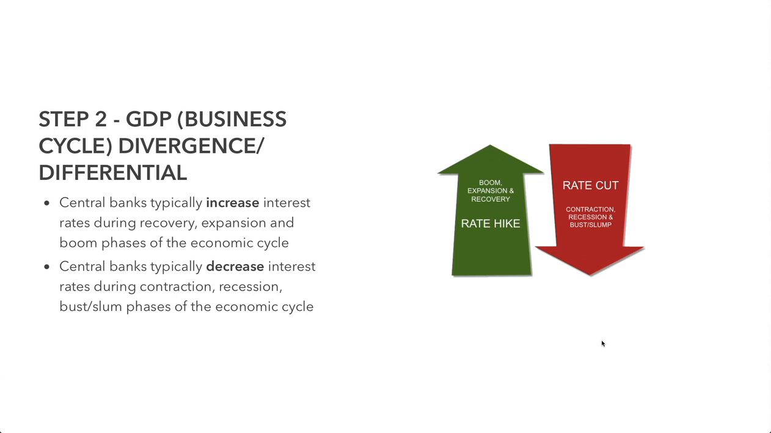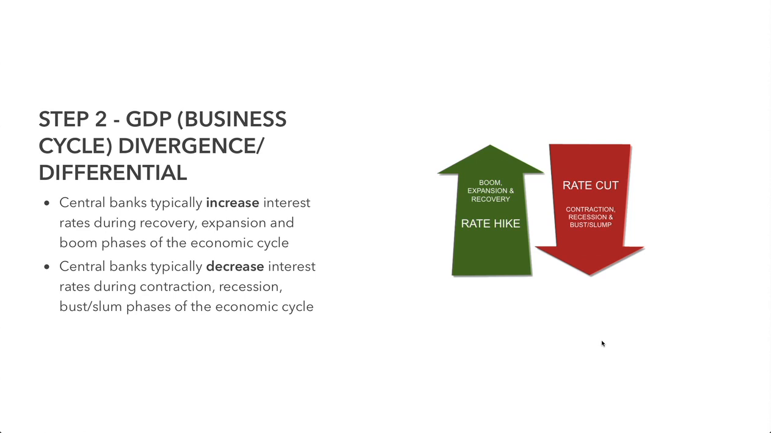So remember this, central banks typically increase interest rates during the recovery, expansion, and the boom phases of the economic cycle, yeah? And central banks will typically decrease interest rates during contraction, recession, bust, slump phases of the economic cycle. So when we're talking about divergences or differentials, yeah, once we know where an economy is, then we have a clue as to what the central bank is typically going to do, whether they're going to hold or hike when the economy is doing really good or in that recovery, expansion phase, and they're likely to potentially cut rates during economic downturns, contractions, possible slump phases, right?